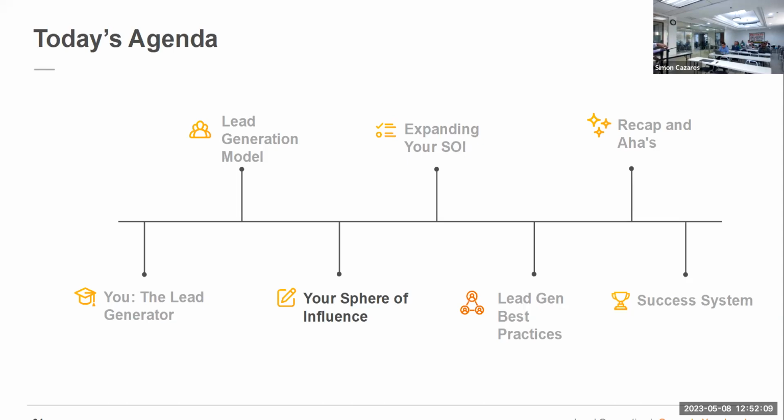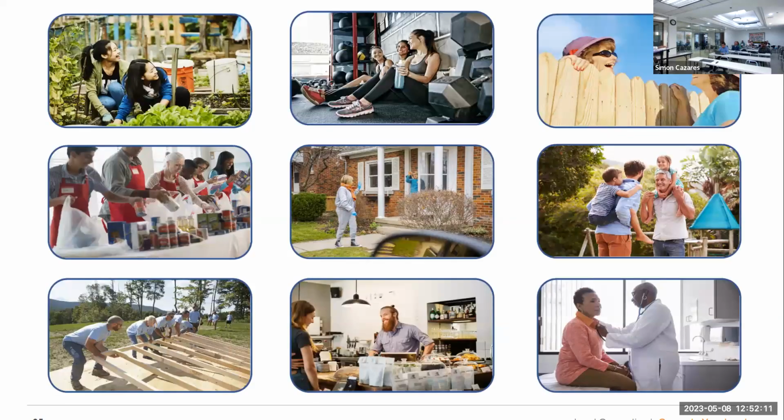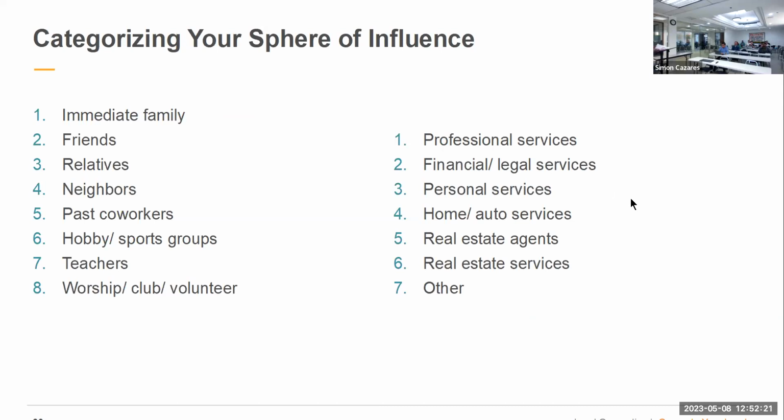Cool. So we can jump to best practices. This is kind of going back to what we talked about earlier, when we covered your sphere of influence, categorizing your influence, and all the different areas where you can find it. We talked a little bit before about using your kids as leverage for your sphere of influence, past coworkers, hobby and sporting groups, teachers, worship, clubs, volunteer work, professional services, all that fun stuff. Literally, you want to be building your sphere of influence.